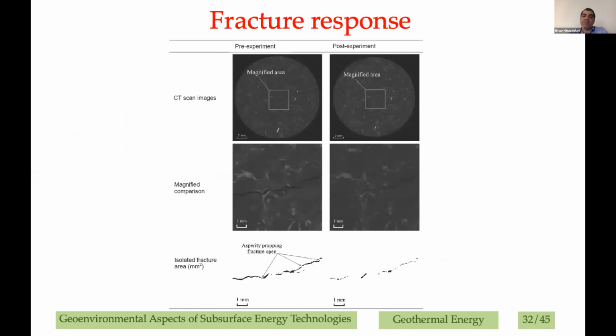Later you can use the CT images of pre- and post-test. You can compare them, and you can see how the fracture has been closed gradually over time. You can also look at the asperity opening over time and how it is evolving.